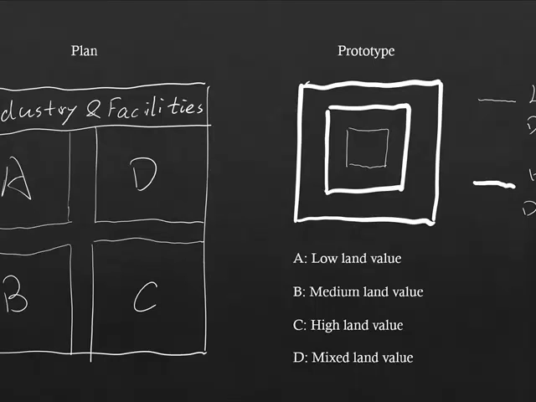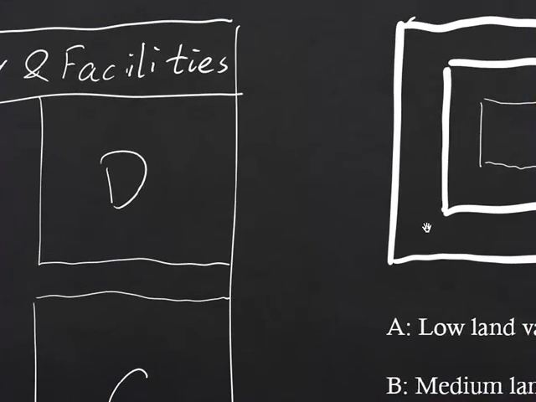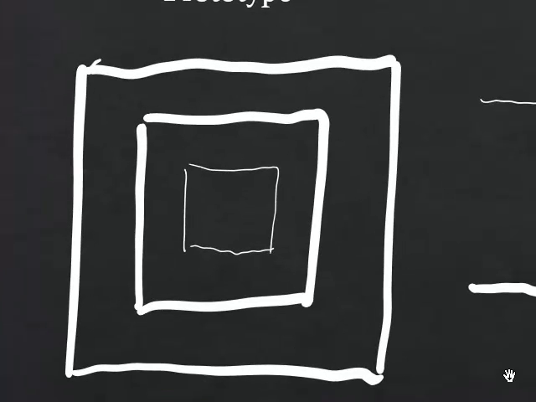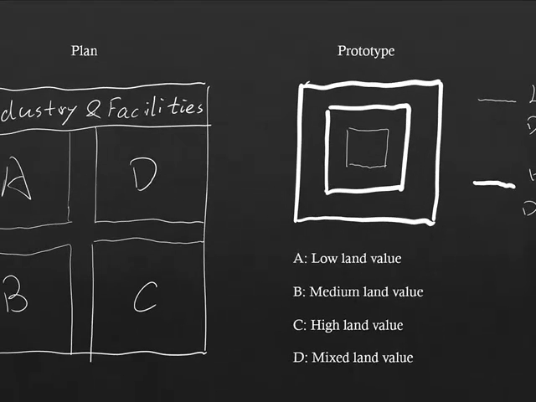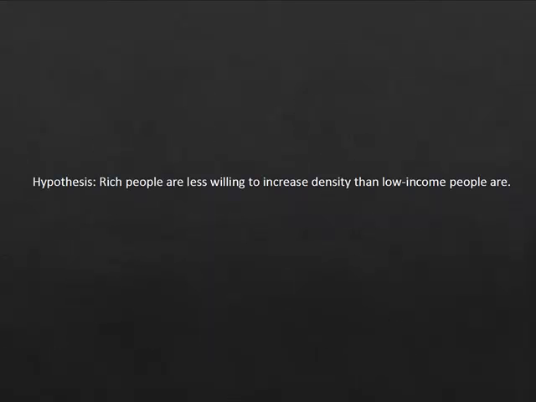I separated my city into 4 pieces, A, B, C, D, and each shows the same prototype. The prototype has 3 rings. The historic area is in the inner ring with a low-density street to restrict the density of the building inside. The outer rings have a high-density street, which is developable area. Region A has the low land value, and Region B has a medium land value. Region C has a high land value, and Region D is mixed.